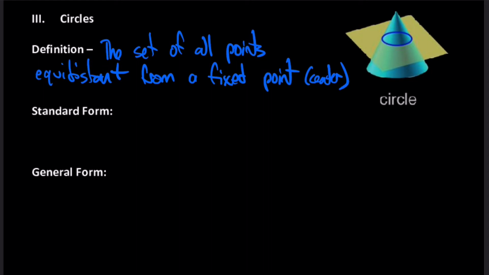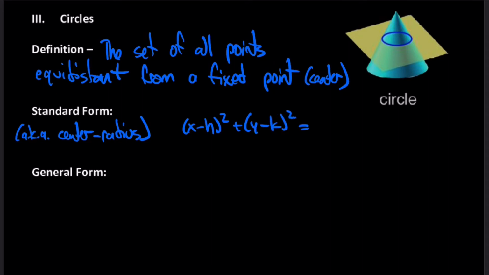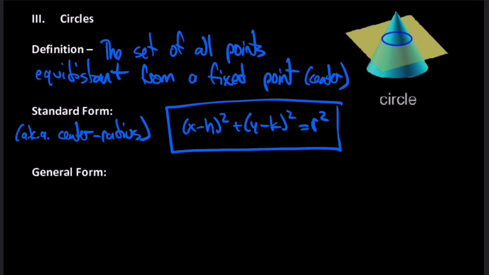Standard form equation of a circle. This is also known as center radius. Looks like this. x minus h squared plus y minus k squared equals r squared. Hopefully we know that already. This gives us the center as (h, k). And notice these values here are the opposite of what you see in the parentheses or in the factors. And I know my radius equals r.